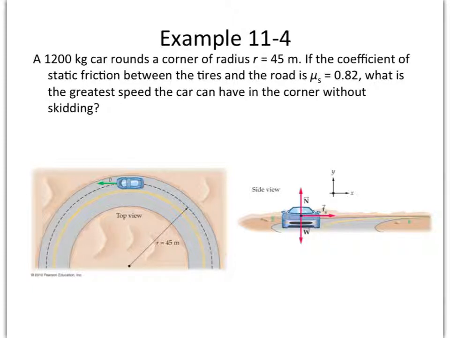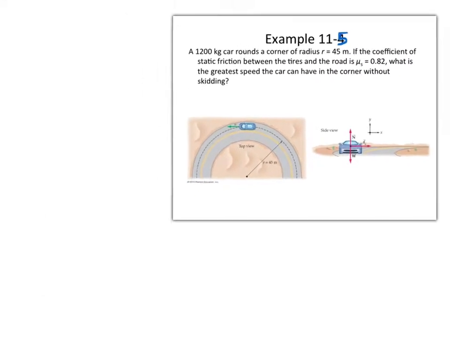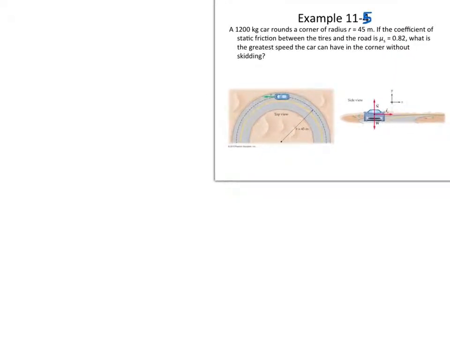Once again, this is incorrectly labeled. I'm going to call this 11.5. Again, for the next few, all of these are going to be the wrong number because I had some numbering problems. 11.5, and I'm going to take all this and shrink it down a little bit because we're going to need this space here. Okay, so we'll do that. We've got a car moving around a curve, a 1,200 kilogram car moving around a curve.